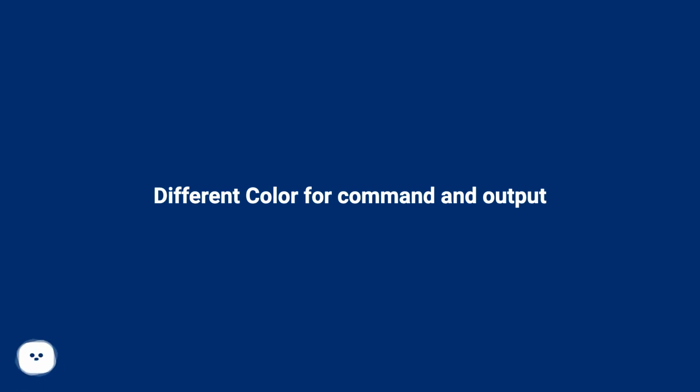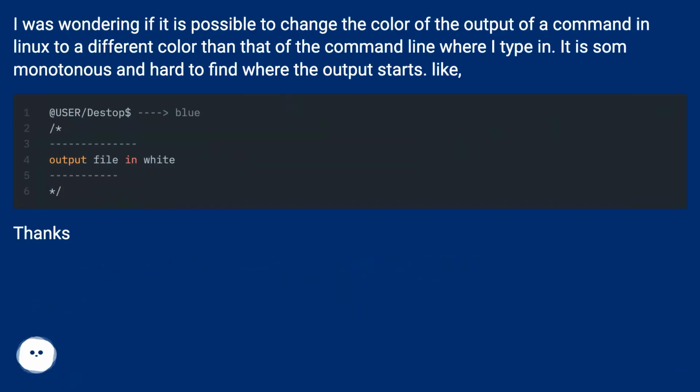Different color for command and output. I was wondering if it is possible to change the color of the output of a command in Linux to a different color than that of the command line where I type in. It is so monotonous and hard to find where the output starts. Like.